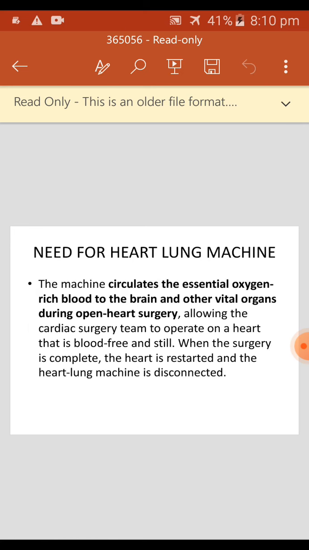Next one, need for the heart lung machine. The machine circulates the essential oxygen rich blood to the brain and other vital organs during open heart surgery. Blood pumps and their function: blood pumps can generally be categorized into two groups depending on their function. One category is roller pumps, another one is centrifugal pumps. Essentially, both pump types should meet certain criteria when used with the HLM.